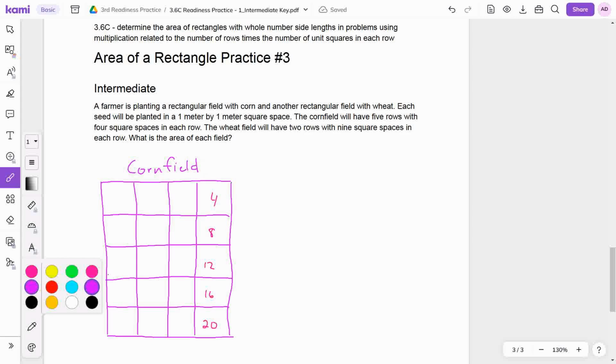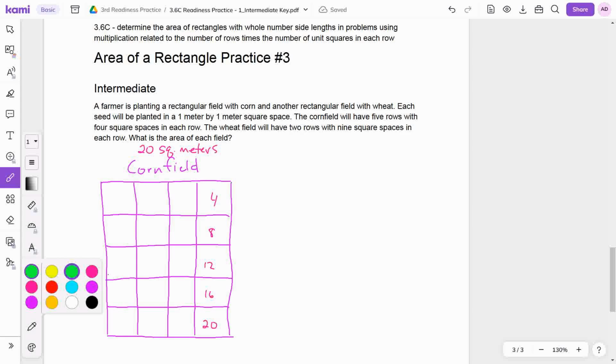Okay, so what is the area of each field? Well, my area is 20. So 20, I'm going to put that up here, 20, and then these are actually square meters because the story tells us it is 1 meter by 1 meter square. So that's one field. Now I need another field, and we'll do that in this green.